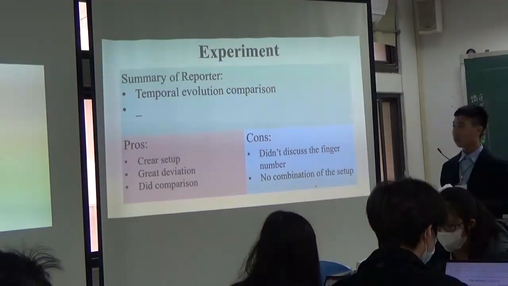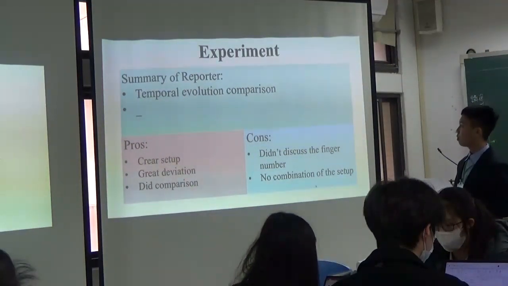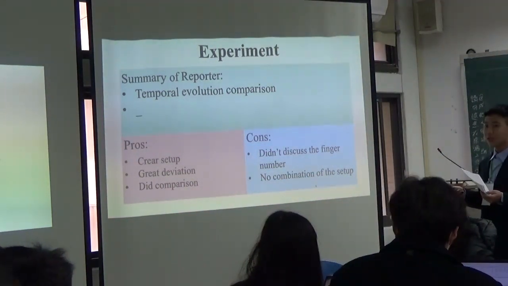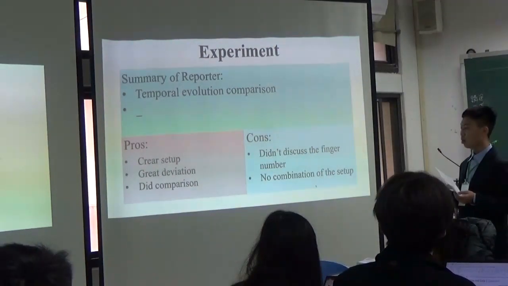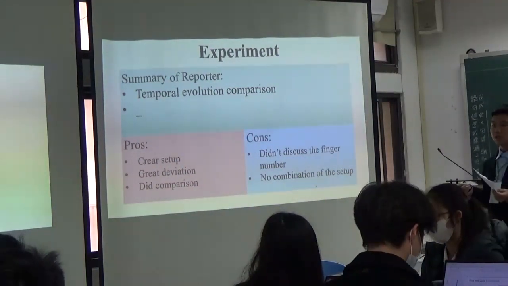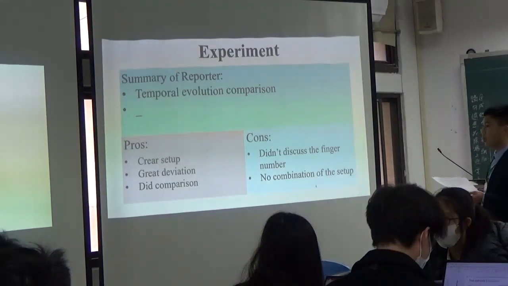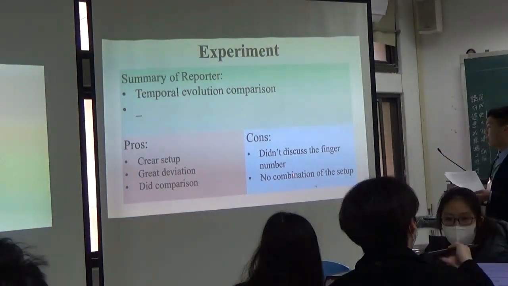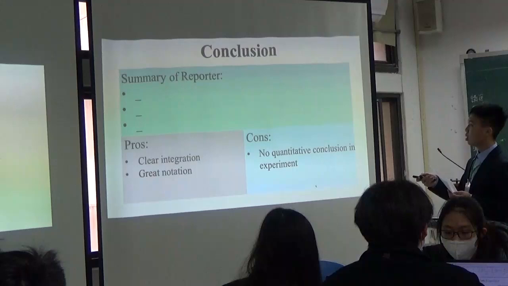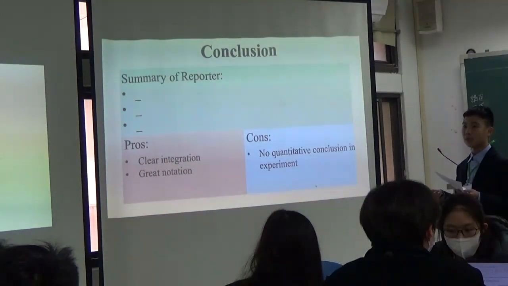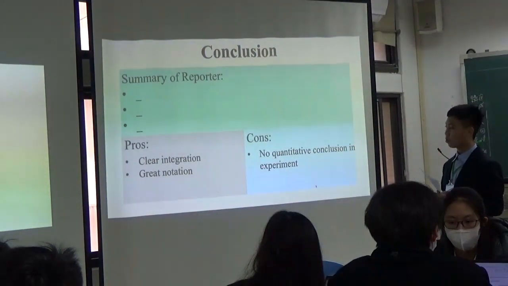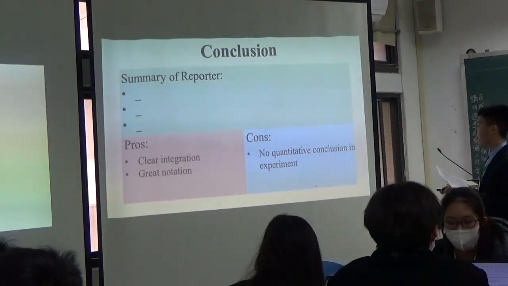And in the experiment part, the reporter does a temporal evolution comparison. The pros are that the setup is very clear, the deviation analysis is okay, and the comparison is very good. But the cons are that they didn't discuss the number of fingers, since you have the definition, right? It's just a question mark, and there is no combination on the setup. In conclusion, only an experimental qualitative conclusion is given, with great notation, but there is no quantitative conclusion in the experiment.